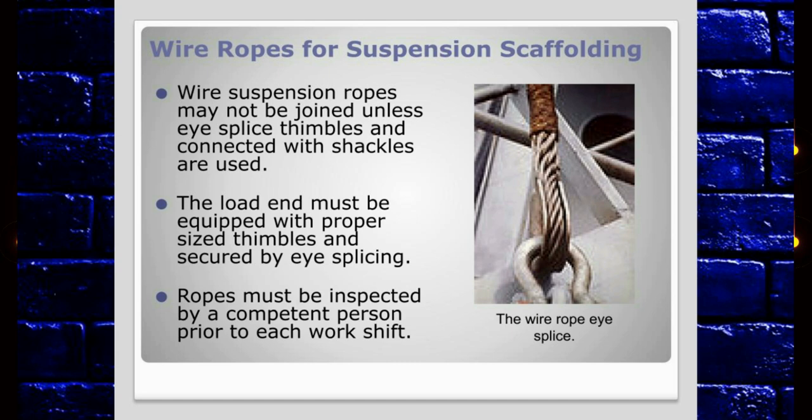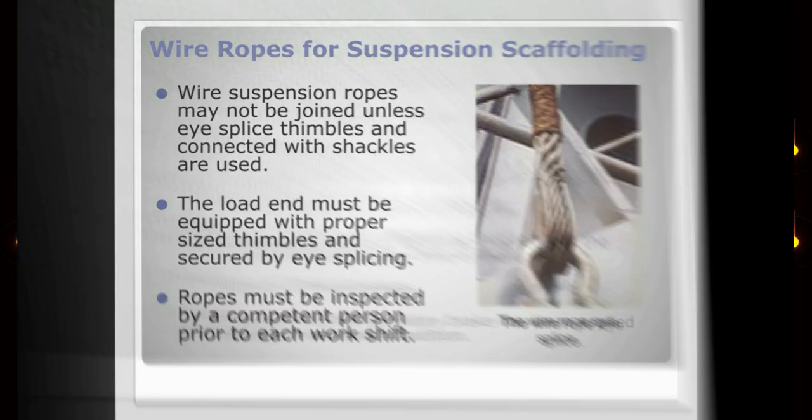The load end must be equipped with proper size thimbles and secured by eye splicing. Ropes must be inspected by a competent person prior to each work shift. Here to the right is an example of the wire rope eye splice.